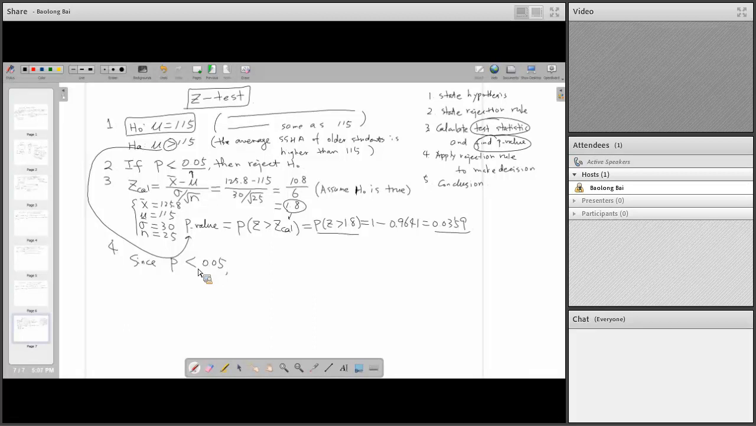Then, by the rule, if this is the case, we need to reject the null, right? So then step 4 is done. We concluded to reject the null. That means the null is false, alternative is true, right? And now we go to step 5, the last step. We write a conclusion.